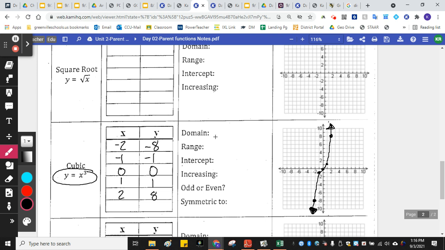Domain? Finally. Negative infinity, positive infinity. Range. Negative infinity, positive infinity. Down forever, up forever. Intercept, 0, 0. Increasing. She's a runner. She's a track star. 0 to infinity is increasing. And so the whole thing, it's always increasing.